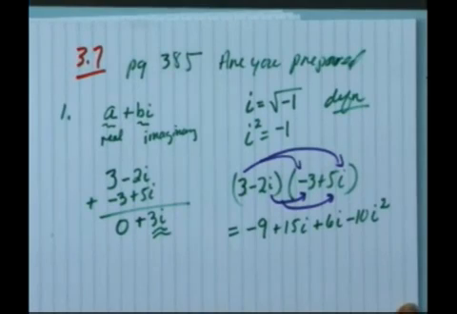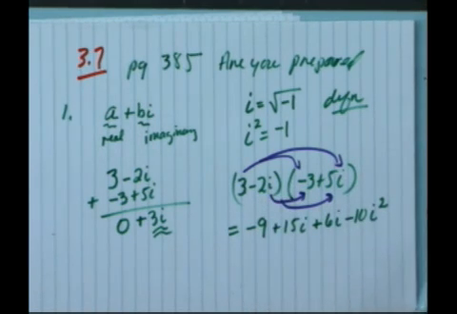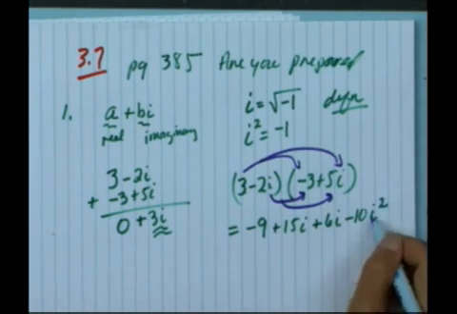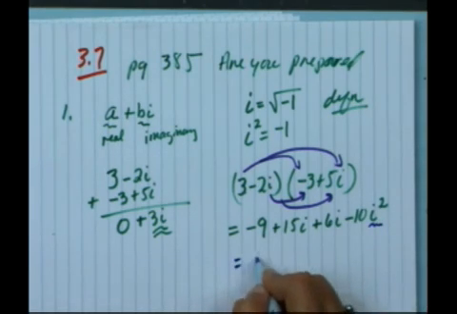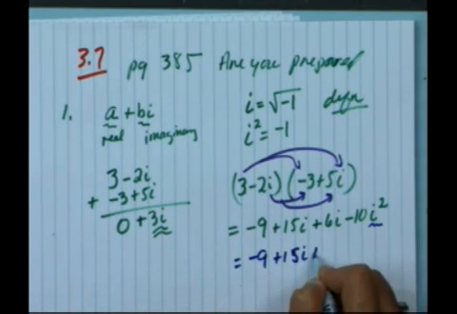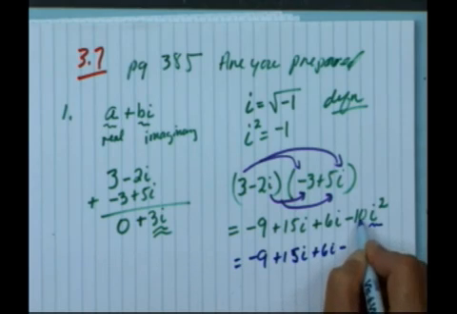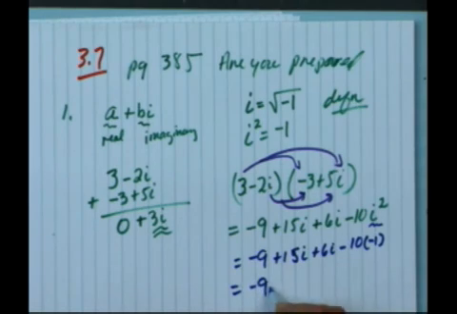Is that what you guys got in this group? Yeah, when you multiply i times i, you get i squared. Now, what did you tell me i squared is equal to? Negative 1. So this is negative 9 plus 15i plus 6i minus 10 times negative 1, which makes that a positive 10. Everybody good?